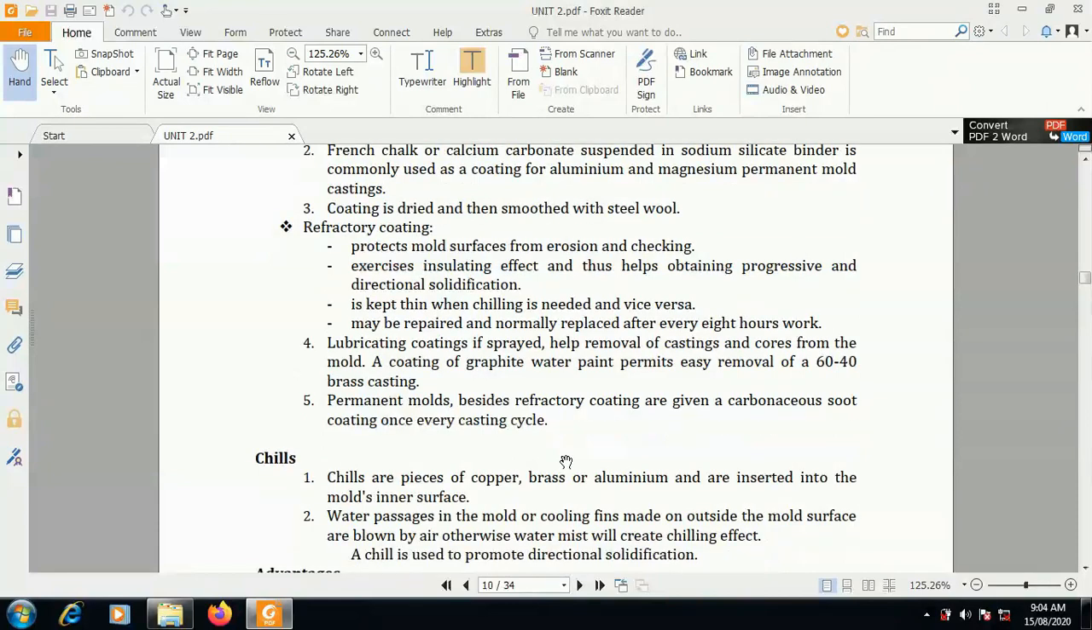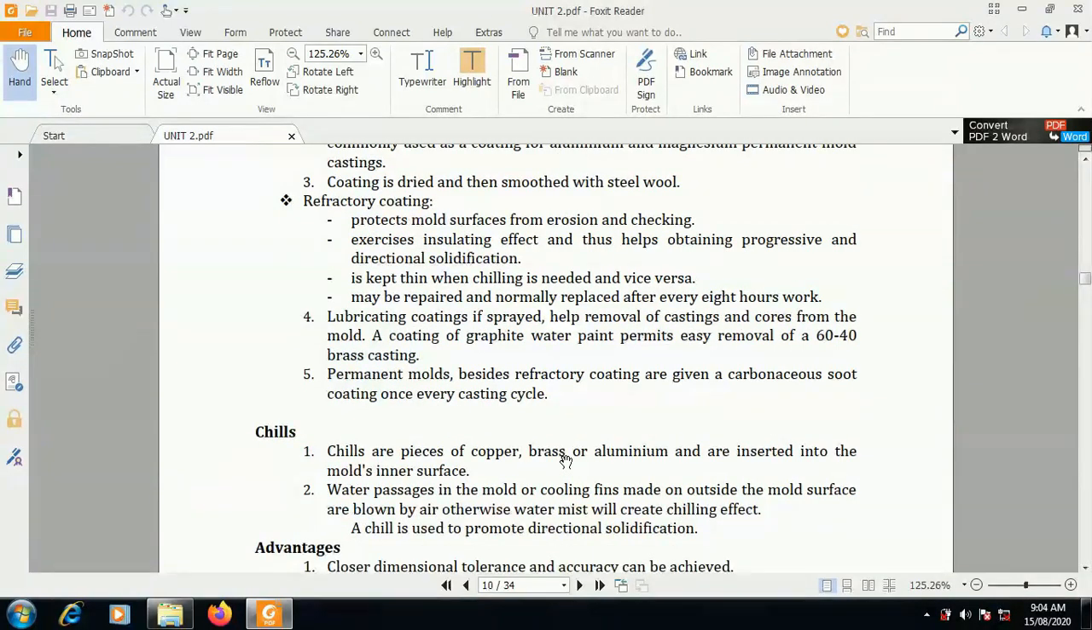Chills, we have seen in the first chapter, are metal pieces placed inside the mold cavity to speed up the cooling rate of the molten metal. At a particular location, if we want to increase the cooling rate of the metal, we have to place chills. Chills have a high melting point and high thermal conductivity compared to the metal to be cast.